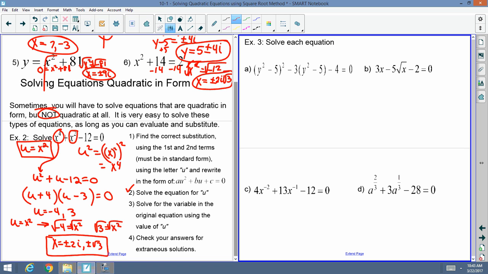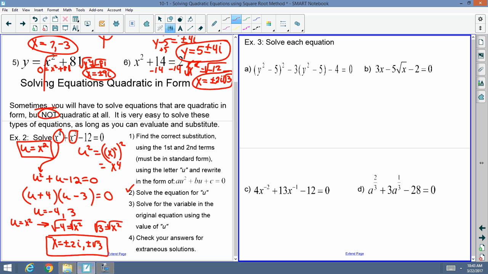All right, so for example 3 here, we have for A, (y squared minus 5) squared minus 3(y squared minus 5) minus 4 equals 0. It's a trinomial. I'm going from a squared term to a 1 and then to a constant. I think this is in quadratic form. So let's go ahead and solve this. It's going to be really hard to solve this the way it is.